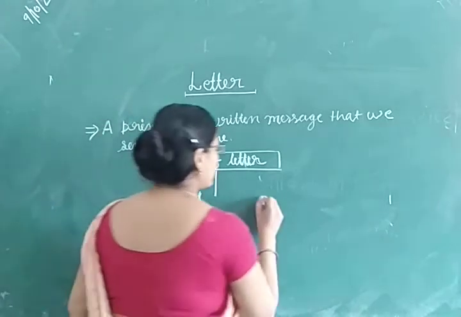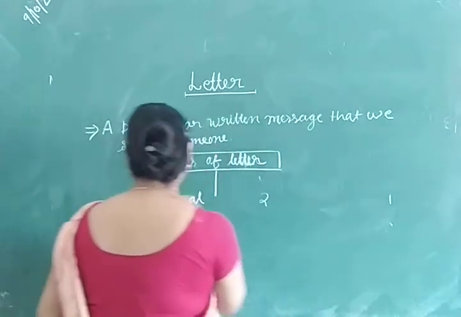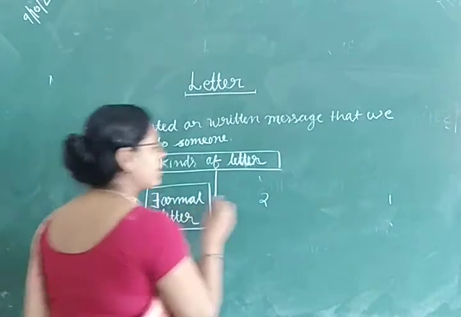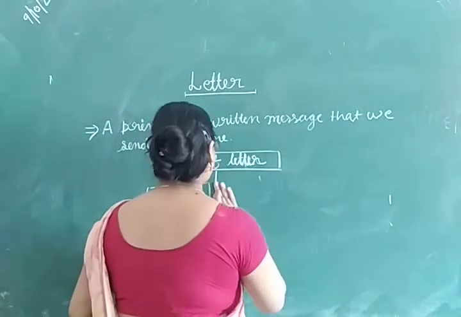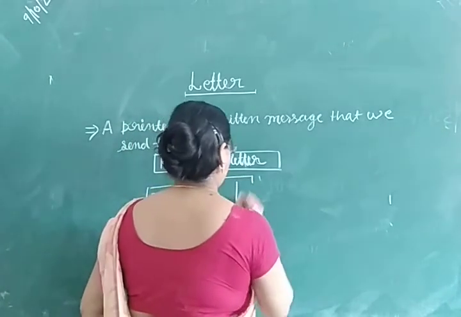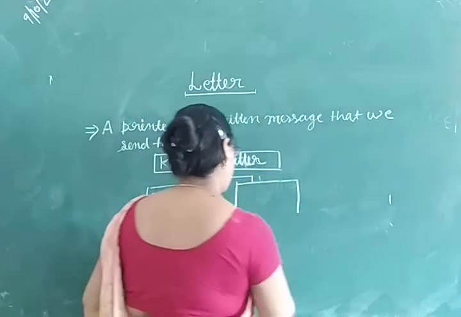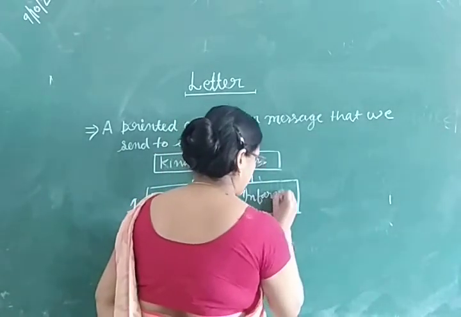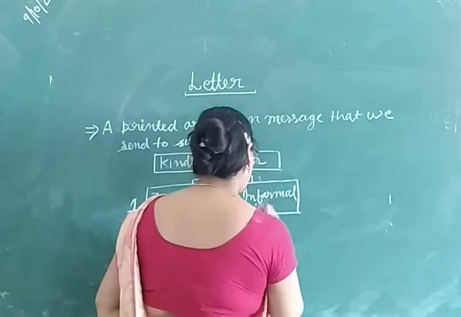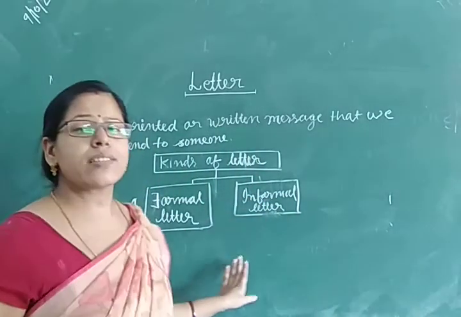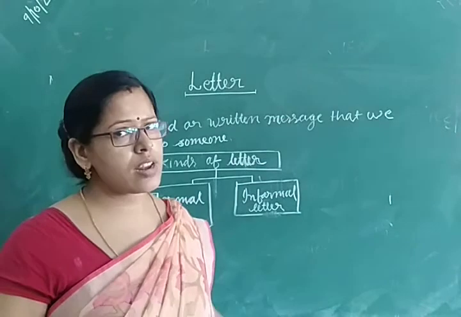And the second one is informal letter. First one is formal letter and second one is informal letter. So there are only two kinds of letter, formal letter and informal letter.